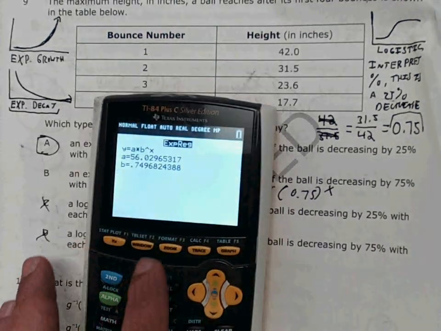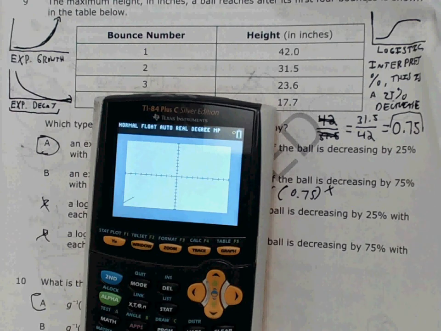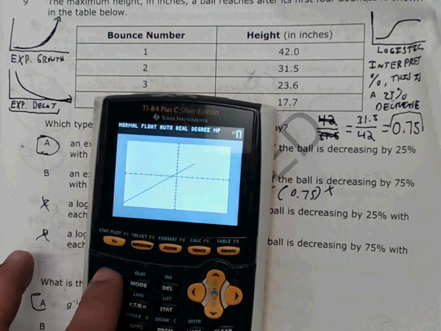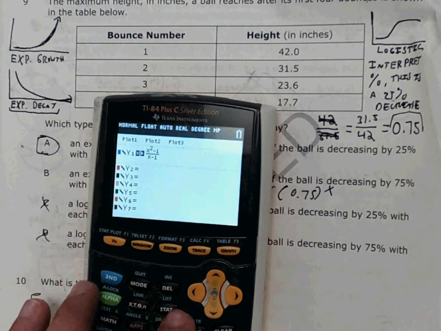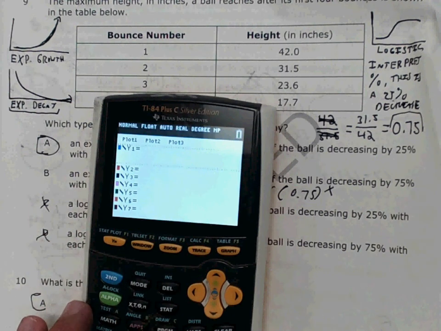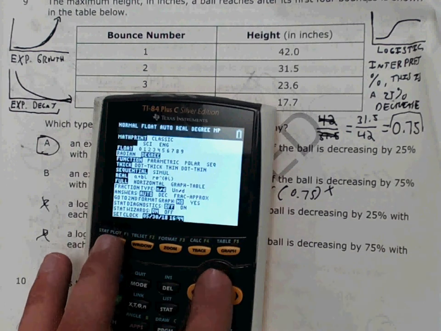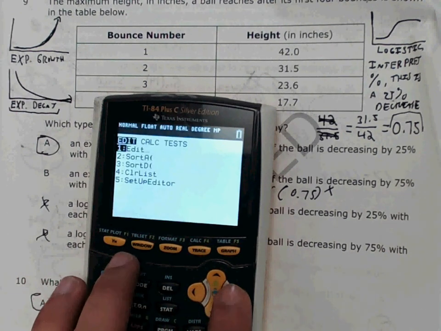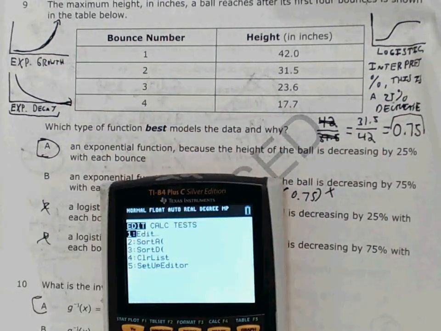We can also do zoom stat. Oh, whoops. So I need to get rid of that function and then go to mode. Right. Yeah, so anyway, the answer is A. Hopefully you can just intuitively get it.